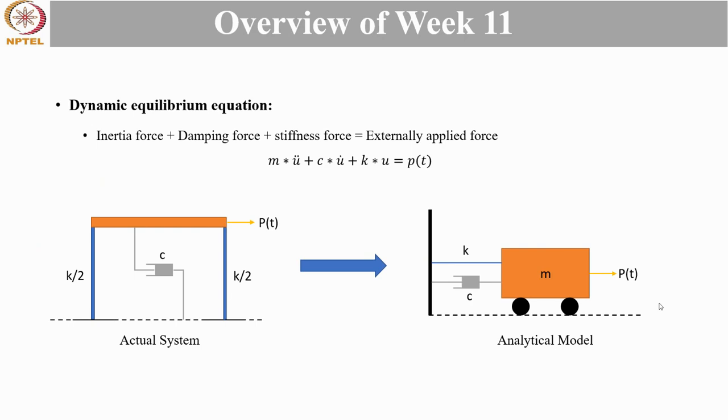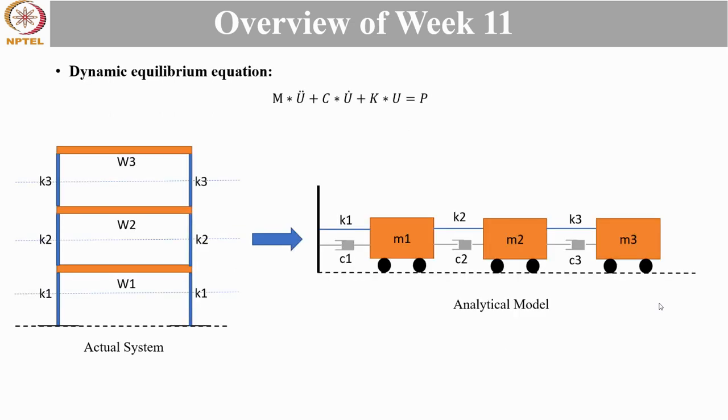So just to brush up basic things of this course, the dynamic equilibrium equation is given as inertia force plus damping force plus stiffness force is equal to externally applied force. Assuming that the frame is rigid and deflection can happen only in horizontal direction and mass of supporting columns is negligible, the actual frame structure can be transformed into an analytical model as shown in the figure. So this is something we have been reading since week 1 of this course.